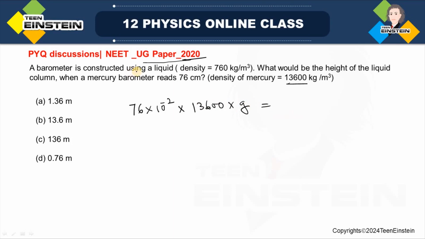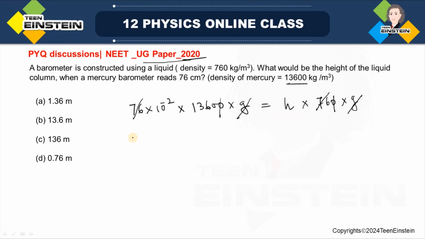And for the barometer constructed with the given liquid, let me take the height of the liquid column in that as small h, which I have to find out, and rho is given as 760 kg per meter cube, and G, let this be same on both sides. So G I can cancel from both sides. Now I can cancel 10 from both sides and this 76 from both sides.